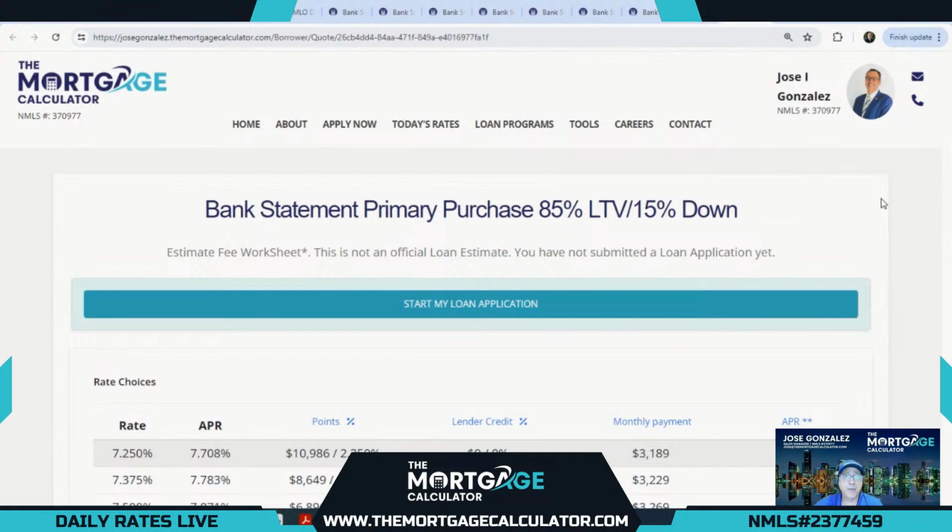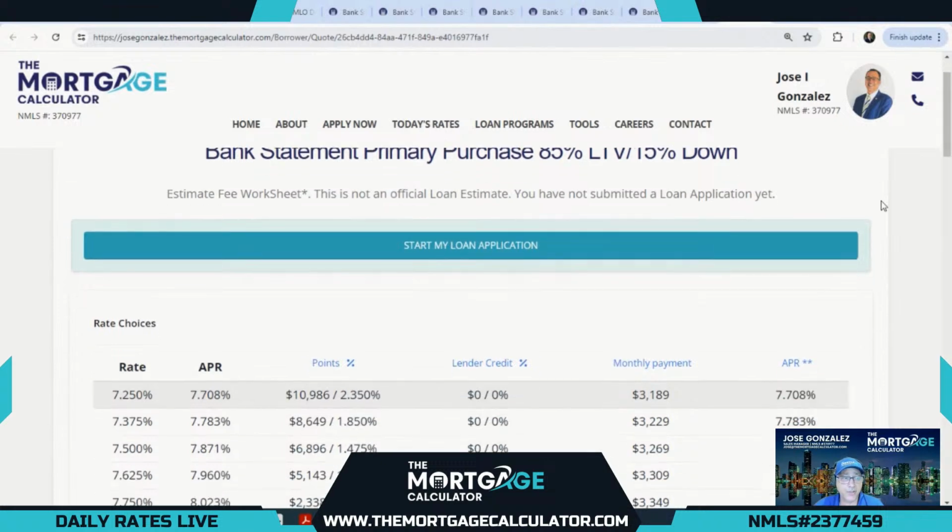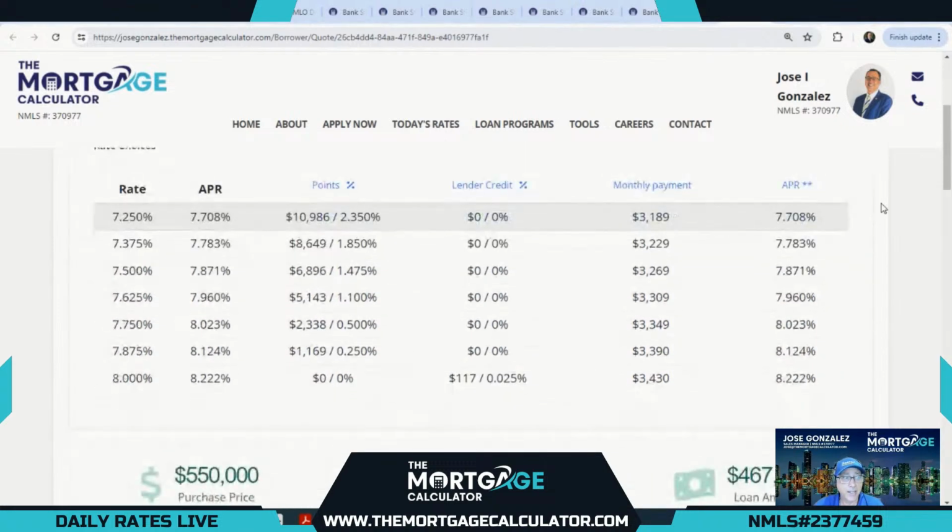Our next example is with 15% down. 10% is the minimum down payment. 15% down is a little bit more standard for these primary bank statement purchases, and you see that reflected in the rate. 8% is now offering a lender credit of 0.025 points, and you can buy that down all the way to 7.25% at a cost of 2.35 points.